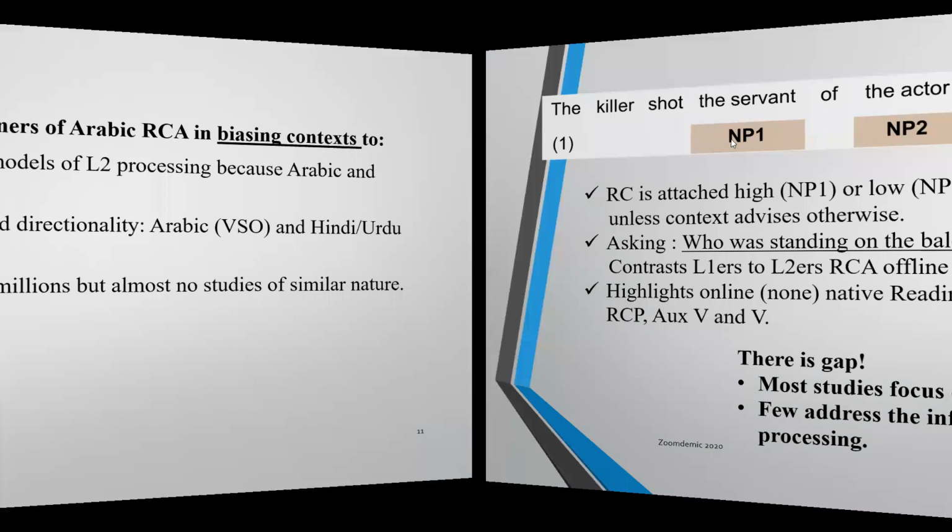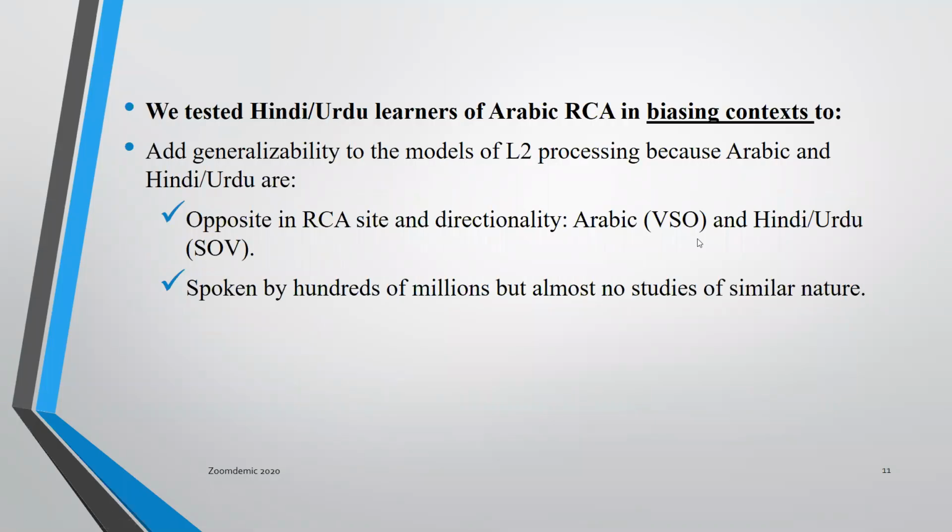So we tested Hindi or Urdu. I'm using Hindi or Urdu because I consider them one language, or just two dialects of the same language. We tested Hindi or Urdu learners of Arabic in biasing contexts, to test the generalizability of the models to L2 processing, because Arabic and Hindi are opposite in head directionality and are spoken by millions. So what does that mean? They're opposite in head directionality.